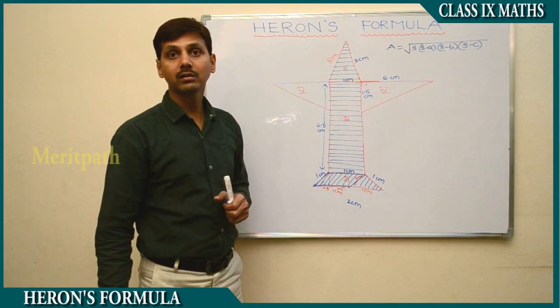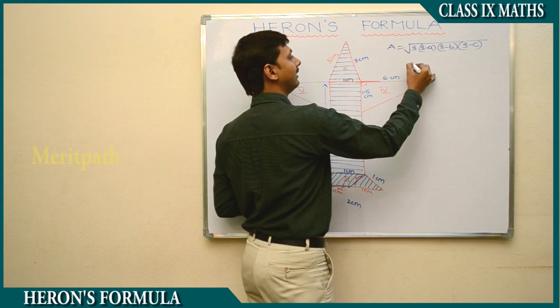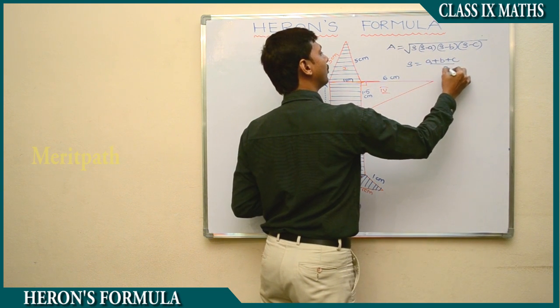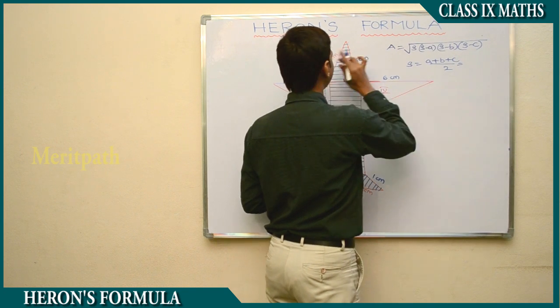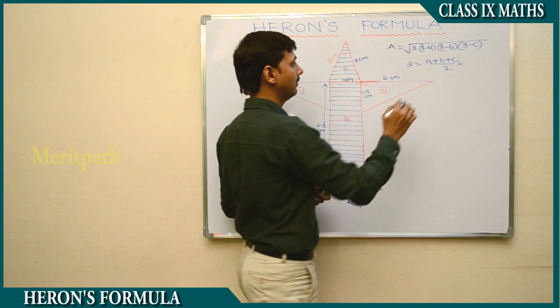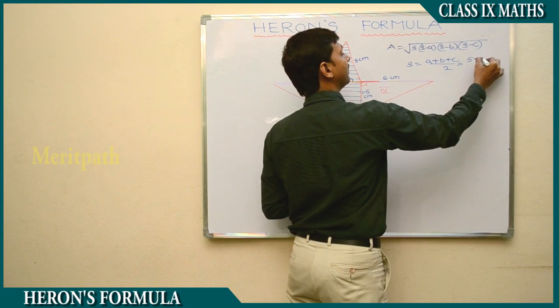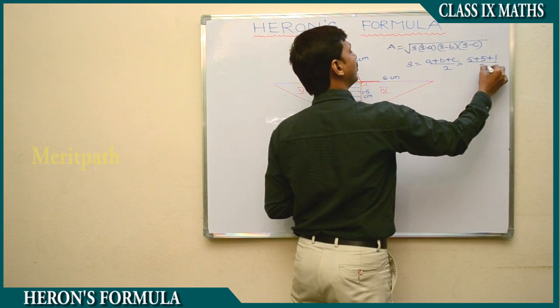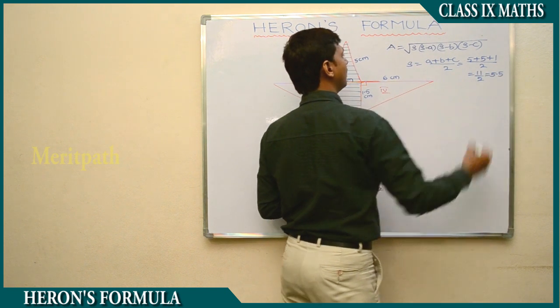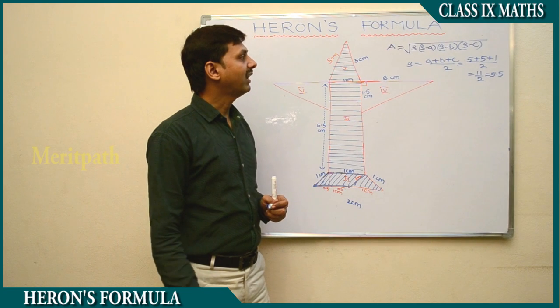So let's find out S. S is equal to A plus B plus C by 2. We know the sides are 5 centimeters, 5 centimeters and 1 centimeter. So 5 plus 5 plus 1 is 11, divided by 2, that is 5.5 centimeters. So we got S as 5.5 centimeters.